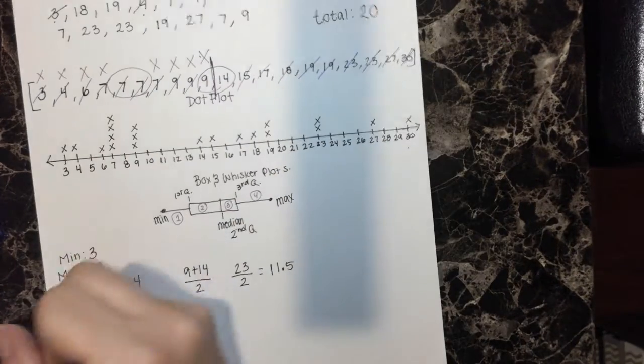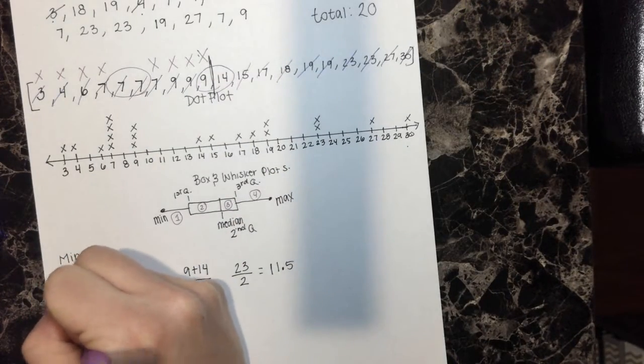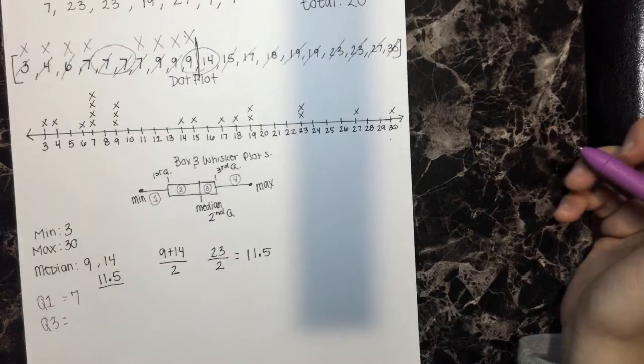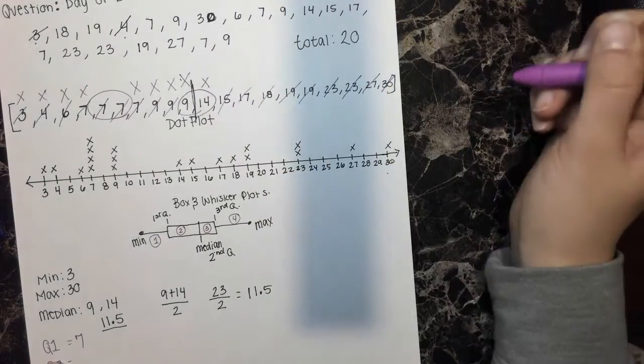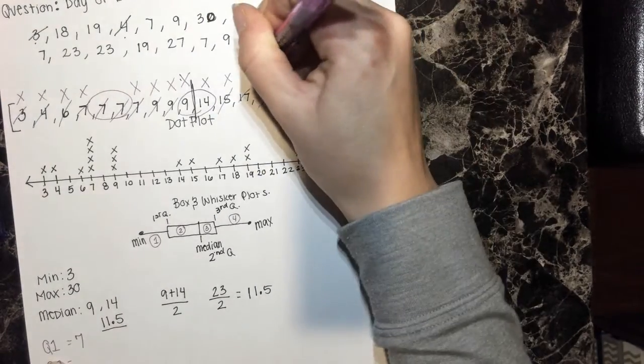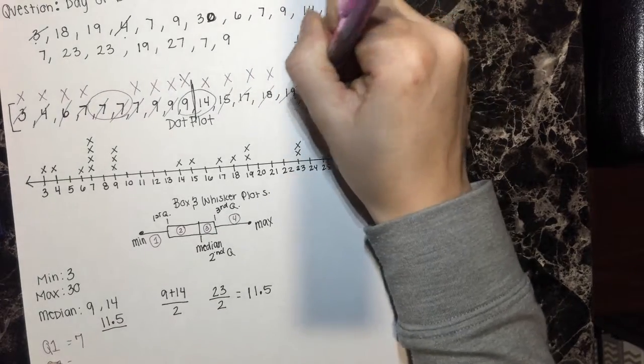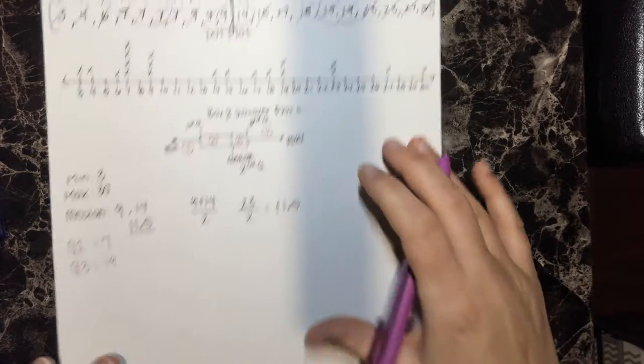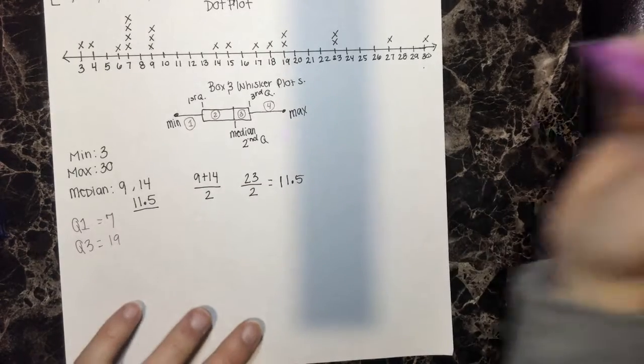And you do the same to find quartile 3. Go ahead and find quartile 3. Hopefully you found it. If you did not, you cross from 14 to 30. Cross it off, find your middle number. And this one, again, it's 19 and 19. That's the same, so that would be your quartile 3. Now you have all your values to make your box and whisker plot.